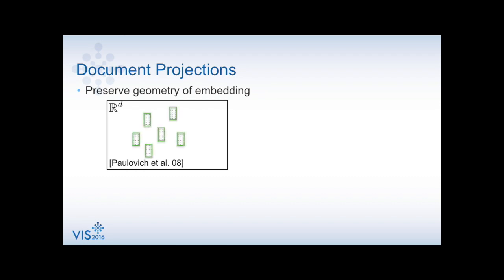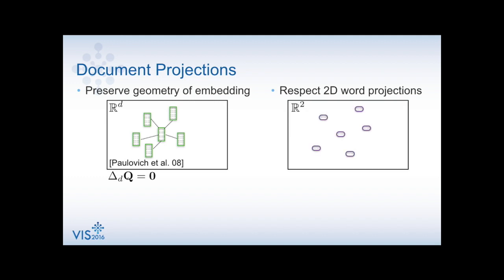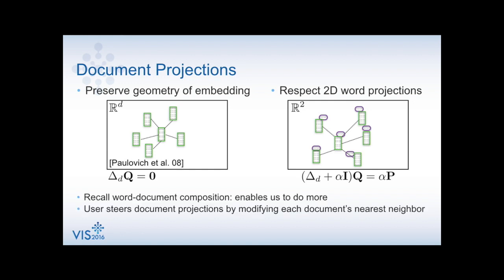So we form a graph Laplacian based on the embedding, and by setting it to 0, we enforce each document to be positioned such that it's the weighted average of its nearest neighbors, weighed by the similarity that's inherited from the embedding space. Now, unfortunately, the trivial solution is to assign each coordinate to the same point. So to address this, we'd also like each document's projection to satisfy the 2D word projections. So we use each document's nearest word in the original embedding space and use that word's corresponding 2D projection as a soft constraint in the Laplace solve, balancing both objectives to arrive at a projection. But we can do more than just this static projection, however, with the composition properties.